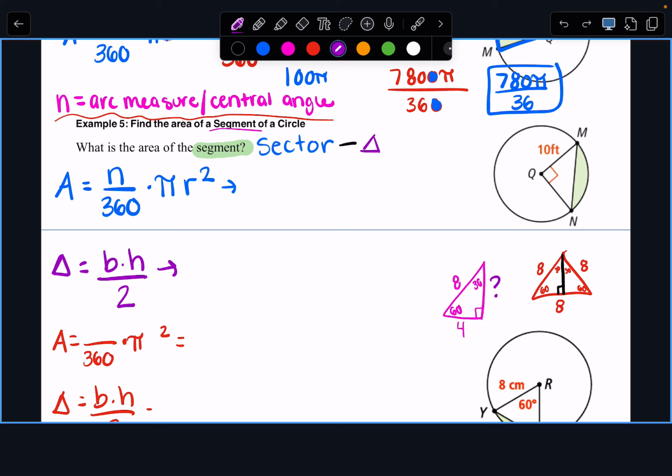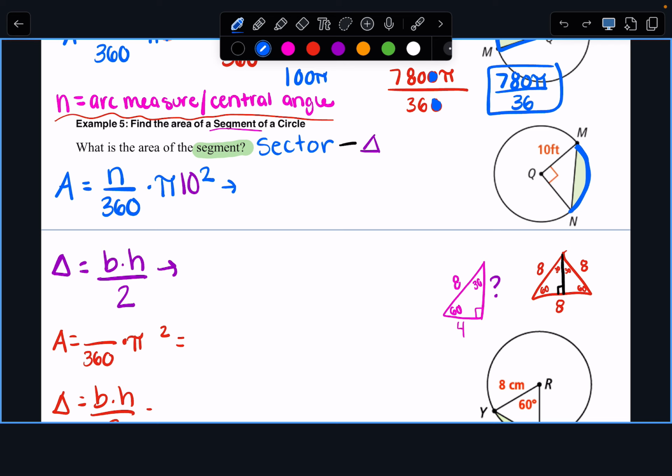We're going to start with finding the area of our sector. Here's our formula. Let's go ahead and find our radius, find our arc measure. The radius looks like it is 10 again. So we're plugging in 10 for R. And the N value is our arc measure. So our intercepted arc is this guy right here. I don't see the arc measure.